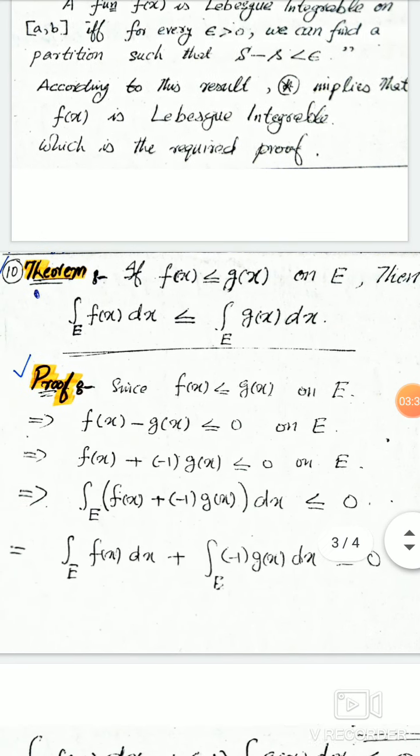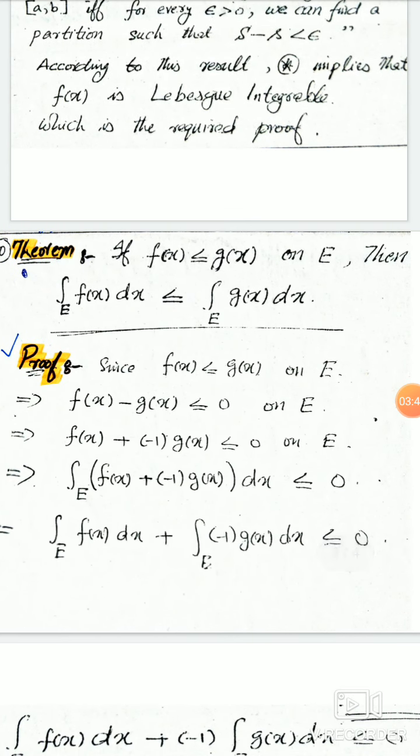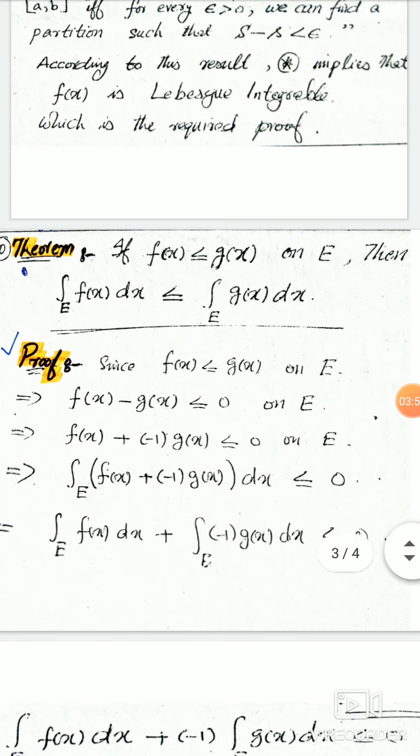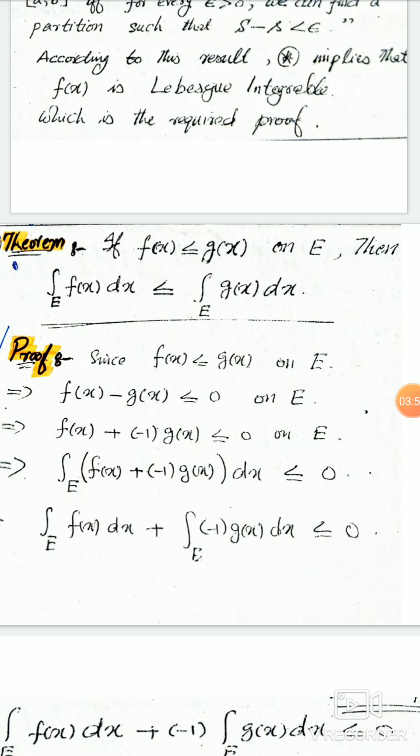Now we have the next theorem. If we have two functions and f(x) is less than or equal to g(x) on E, then the integral on E of f(x) dx is less than or equal to the integral on E of g(x) dx. Proof: since f(x) is less than or equal to g(x) on E, shifting g(x) to the left side, f(x) minus g(x) is less than or equal to 0 on E. We can also write f(x) plus (minus 1) g(x) less than or equal to 0 on E.